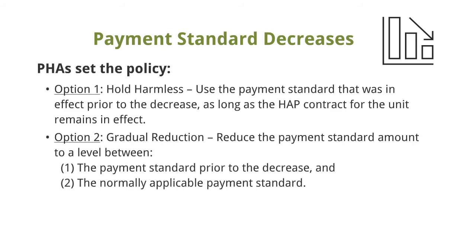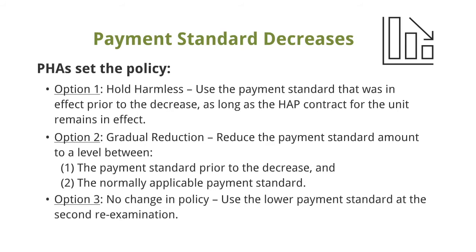Option 2. Gradual reduction. Reduce the payment standard amount to a level between 1. The payment standard that was in effect prior to the decrease, and 2. The normally applicable payment standard amount that is within the basic range for the small area FMR. Or finally, Option 3. No change in policy. Use the lower payment standard at the second re-examination.